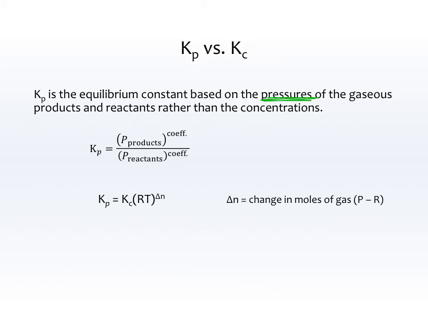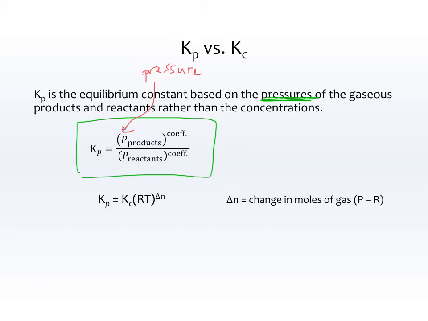Kp is the equilibrium constant based on the pressures of the gaseous products and reactants rather than the concentrations. The formula for Kp is exactly the same as it is for Kc. The only difference is you're going to see parentheses here instead of brackets because we're not talking about concentration. And you'll see this little P here, which means pressure. So the pressure of the products raised to the power of their coefficients divided by the pressure of the reactants raised to the power of their coefficients instead of the concentration.